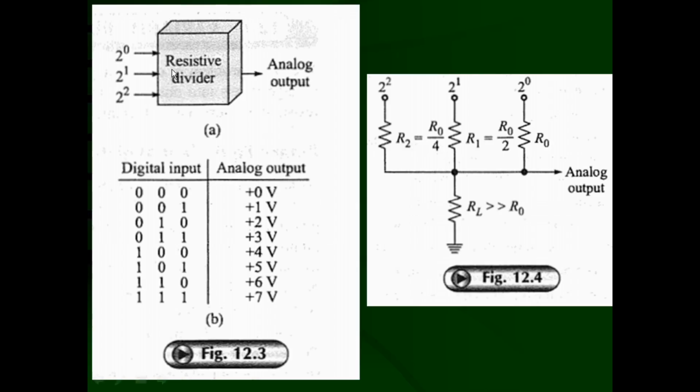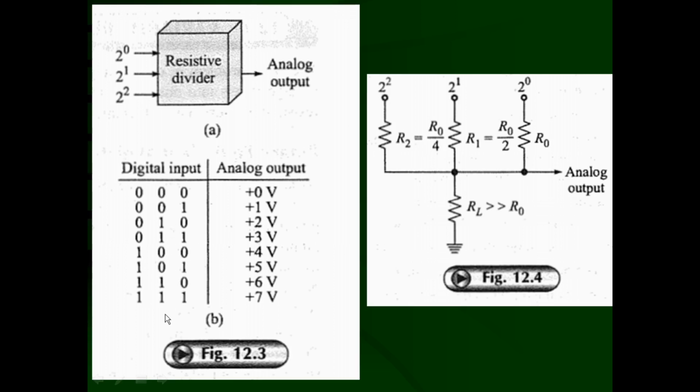So you can consider this is a block diagram of the circuit, a resistive divider network, which will have 3 digital inputs. Each one is given according to the binary weights 2 raised to 0, 2 raised to 1 and 2 raised to 2. These are the 3 bits. We can combine them like this: 000, 001, 010, 011, 100, 101, 110 and 111.